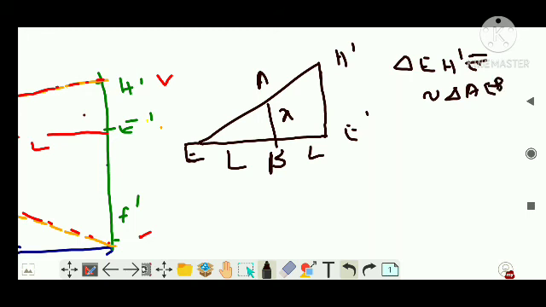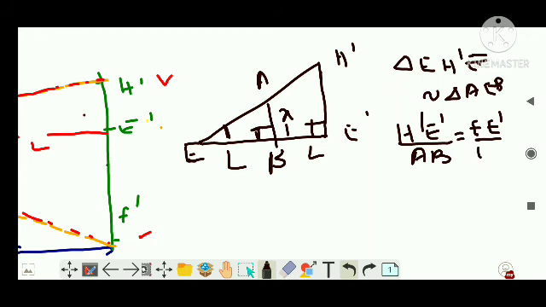Now the triangle E H dash E dash is similar to triangle AEB. Why? Angle E is common for both these triangles, right? Similarly, this angle is 90 degree and this angle is 90 degree. So two angles are equal. So I can say ratio of their sides are equal. That is H dash E dash by AB is equal to E dash by EB. Clear?